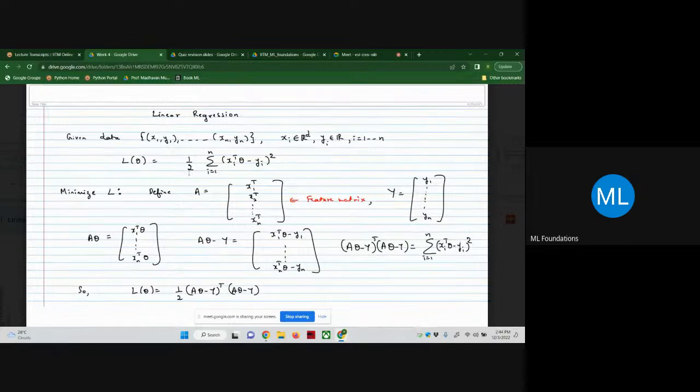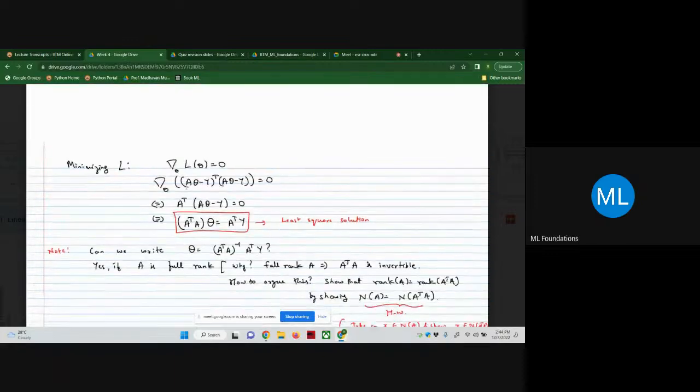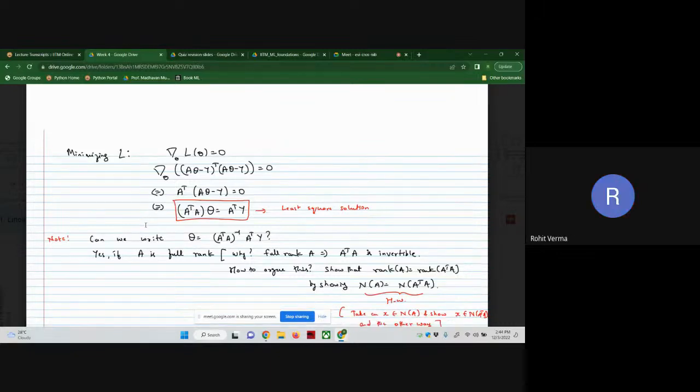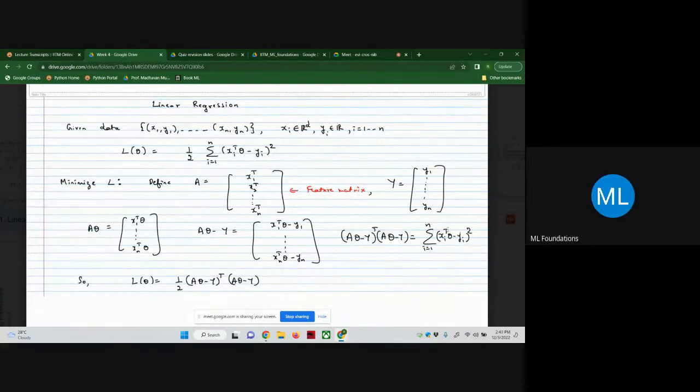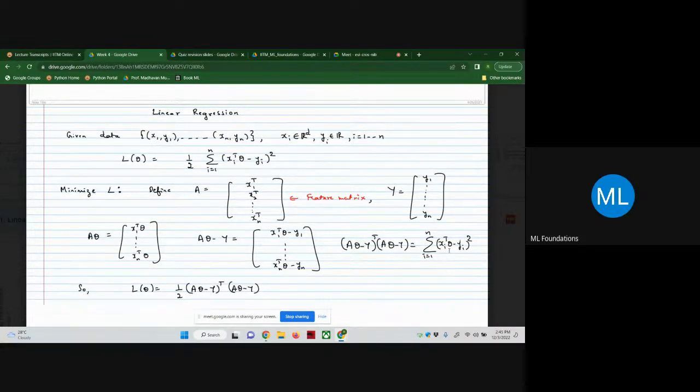So this half is taken so that when you're doing the differentiation part, that 2 will get cancelled out. You need not worry about that. Sir, I thought the usual formula for error is this one only: the sum of (x_i theta minus y) whole square.